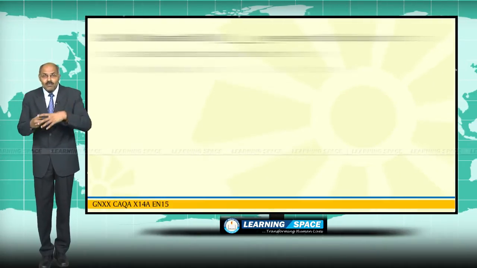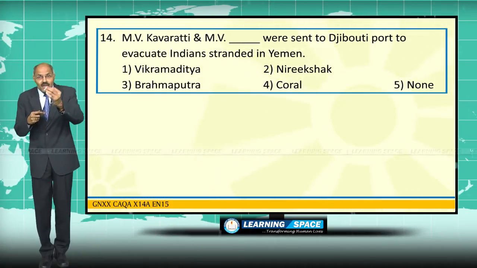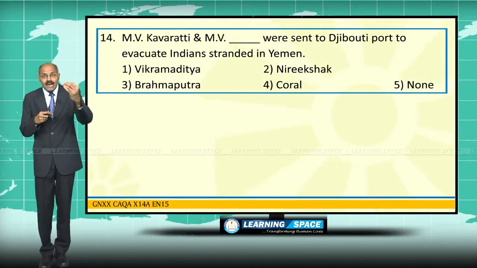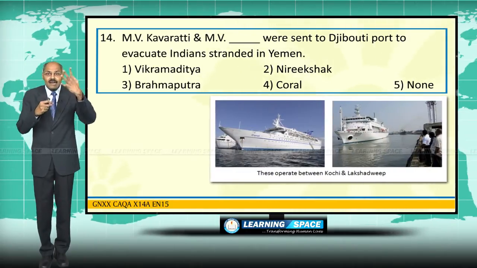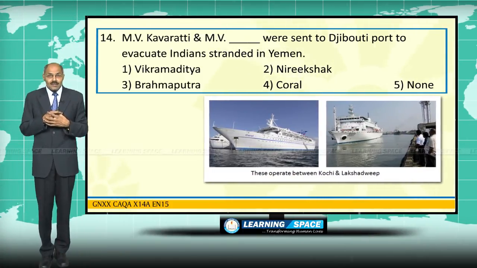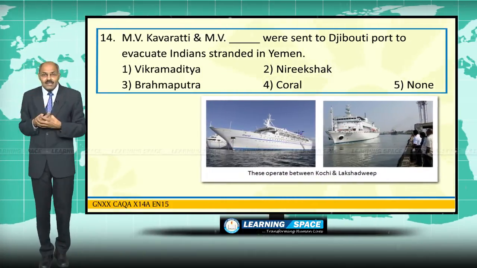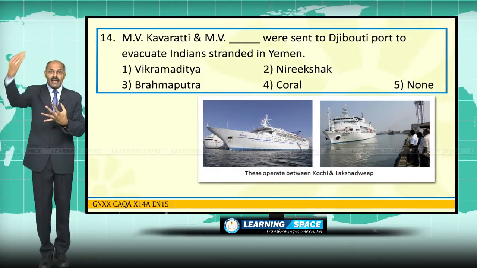Look into the next one. MV Kavaratti and MV Coral were sent to Djibouti to evacuate the Indians stranded in Yemen. We have already discussed this in the lecture part. Indians were evacuated by passenger ships, by naval ships, by air.